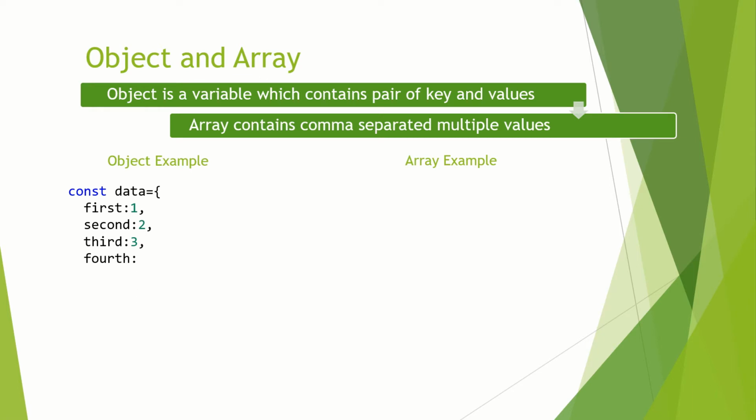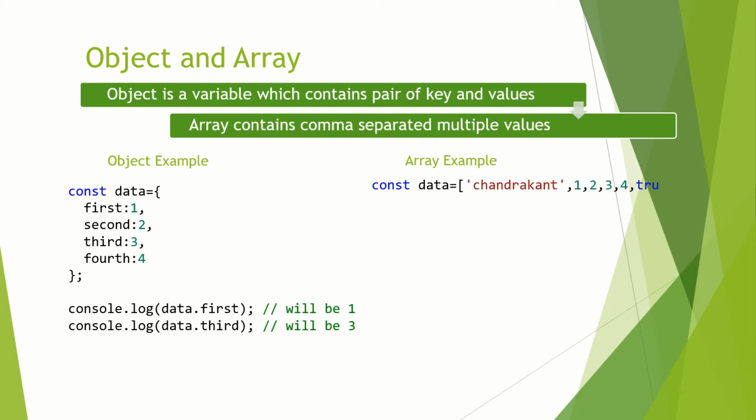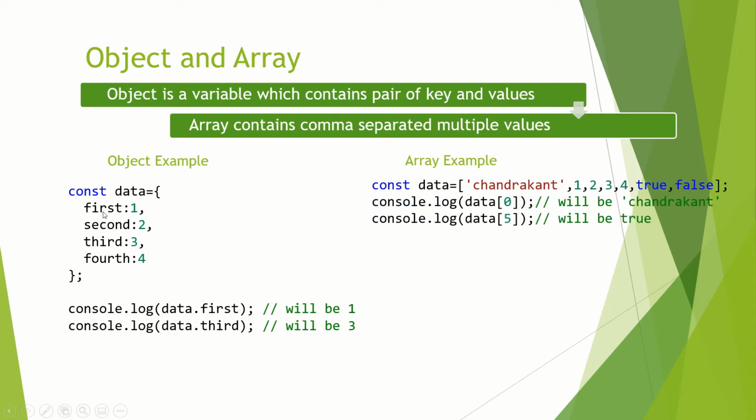Now let's see the object and array. An object is a variable which contains pairs of keys and values. In the example you can see I have declared one variable data which has a list of keys and values. So here first, second, third, fourth are the keys of this object, and 1, 2, 3, 4 are the values for those keys. Now to access these keys in the object we need to use the dot operator. So here I have used data.first, so it will print 1. When I use data.third, it will give me the value 3. So this way you can use the object in JavaScript.